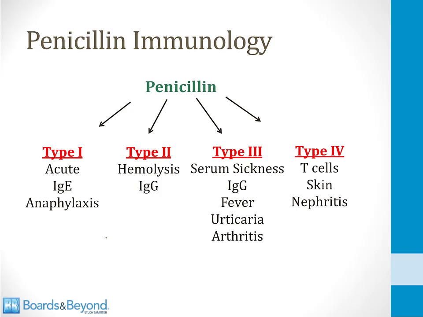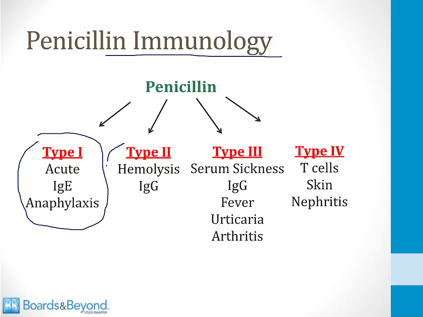So as we have seen in the last few slides, there is a lot of immunology associated with penicillin, and it is very high yield for you to know this for your boards. Penicillin can cause a type 1 or acute reaction. This involves IgE antibodies and can lead to anaphylactic shock. It can cause a type 2 hypersensitivity reaction that leads to hemolysis via IgG antibodies. It can cause a serum sickness-like illness, as we talked about on the last slide. And finally, it can also lead to type 4 reactions that involve T cells. This includes the skin reactions and also interstitial nephritis.